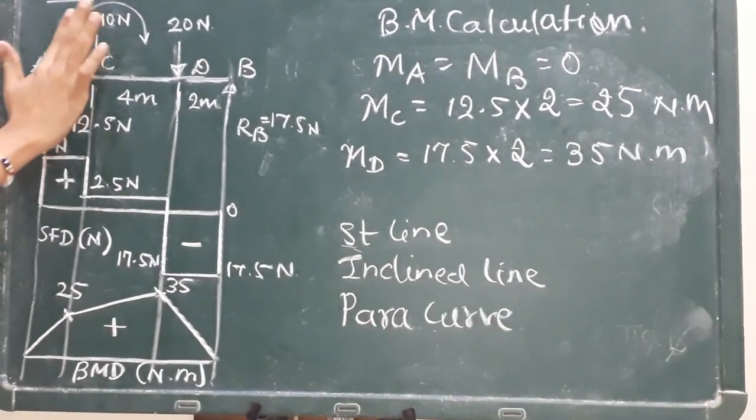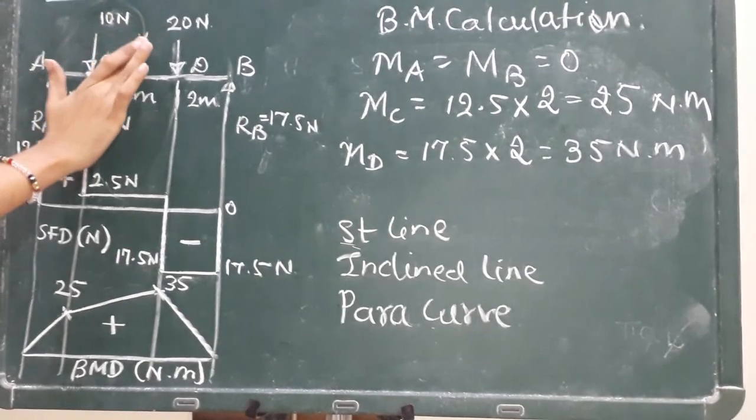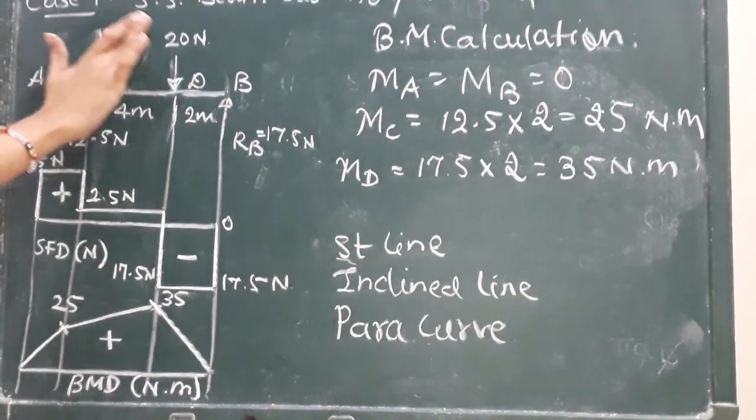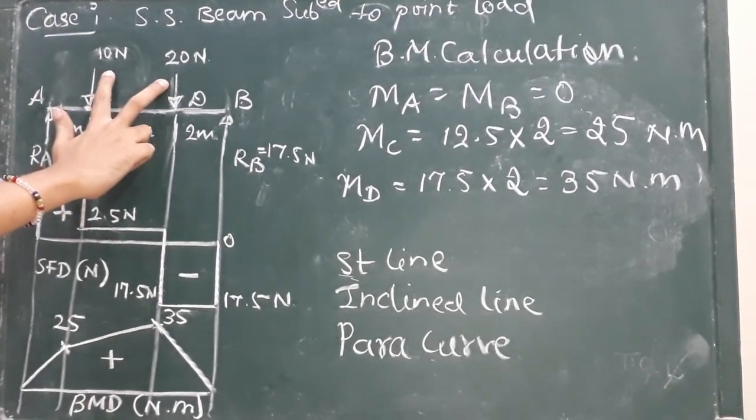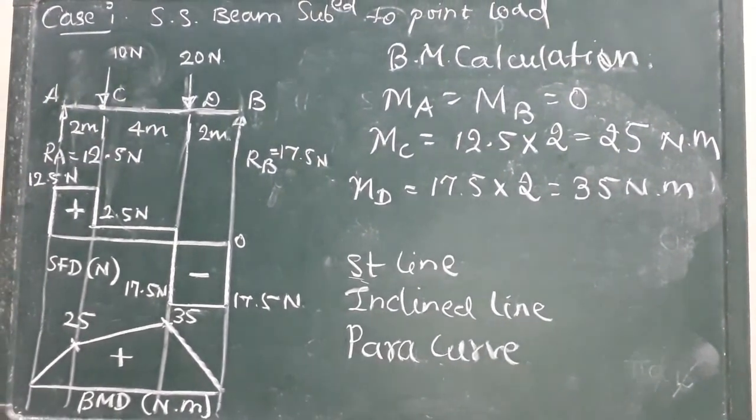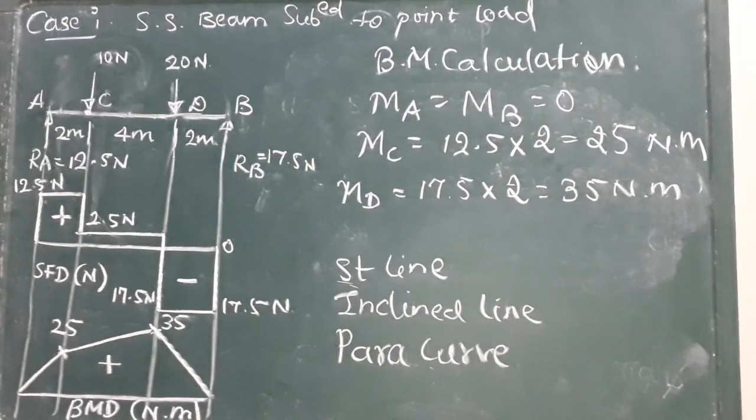So this is all about the first case of shear force and bending moment diagram, where a simply supported beam is subjected to 2-point loads only. There are no UDL, there are no UVL.